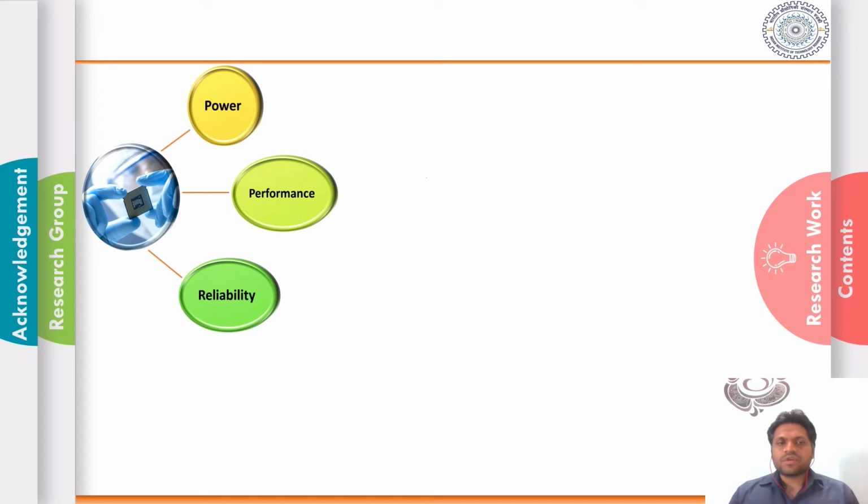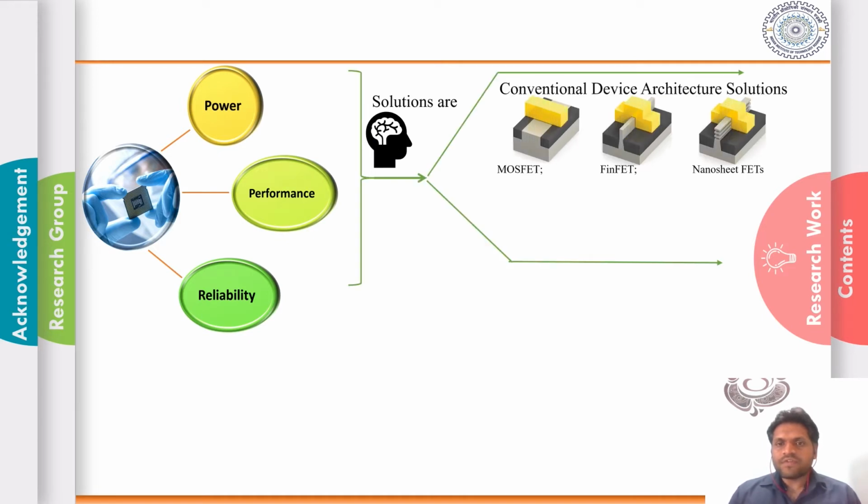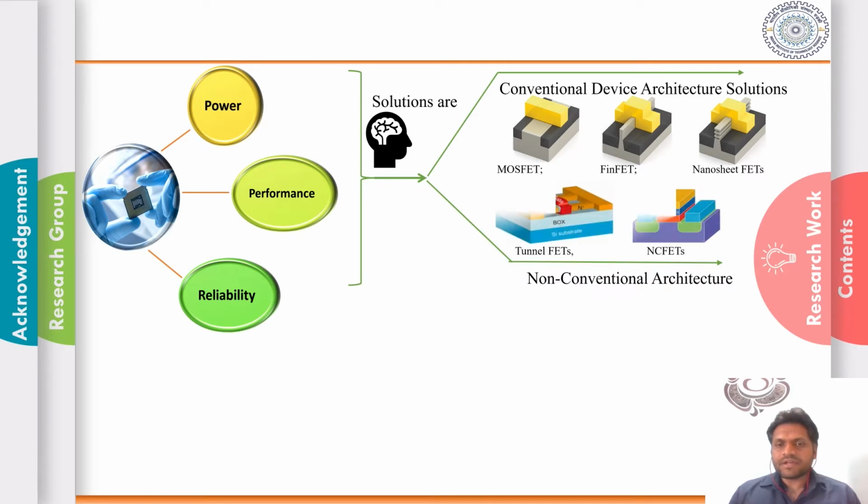So to begin with the introduction, why NC FETs? As we all know, power, performance and reliability are the primary concerns of any semiconductor design industry. And as we are scaling down the transistor length, lots of short channel effects are coming into the picture. So what are the solutions? We can categorize the solutions into two subcategories. First one is conventional device architectures. In this category, we have MOSFETs, FinFETs and nanosheet FETs. And in the second category, non-conventional device architectures like tunnel FETs and NC FETs.